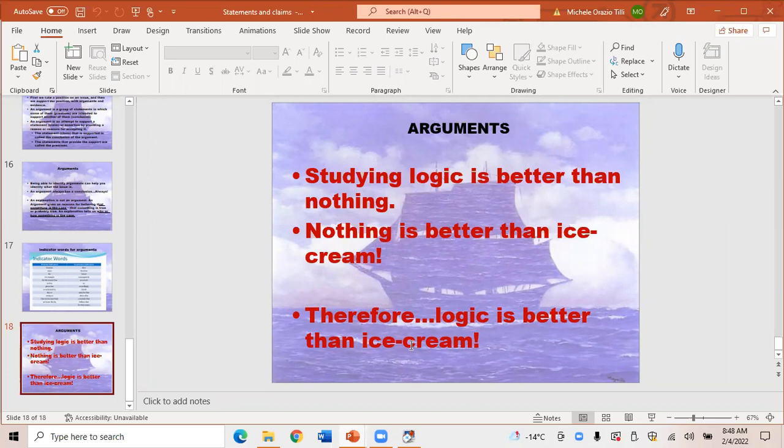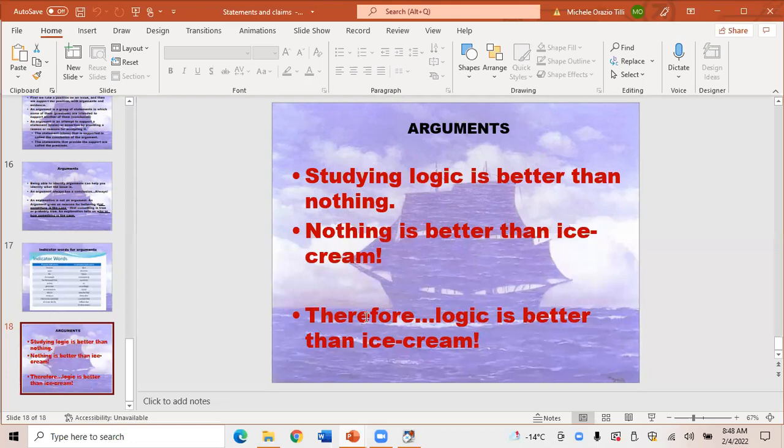Studying logic is better than nothing. Nothing is better than ice cream. Therefore, studying logic is better than ice cream. That makes sense? It does appear to be logical, okay? The first premise seems to connect meaningfully into the second premise, and then both of them in conjunction seem to lead to this conclusion. But even though it appears logical, there's something that doesn't make too much sense. And we'll talk about what that is.